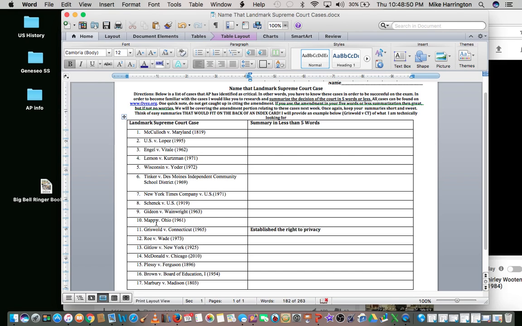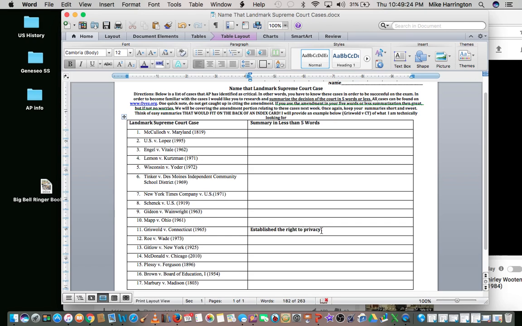When I did mine, down here with Griswold v. Connecticut, I said, established the right to privacy. That's 5 words, and I think that basically summarizes what the Griswold v. Connecticut case was about. So your 5-word summary can be about the decision the court makes. It can be about the topic of the case. Whatever it is, a signal to you, that if you hear the words, you're like, oh yeah, that's obviously McCulloch v. Maryland, or U.S. v. Lopez, or Engel v. Vitale.